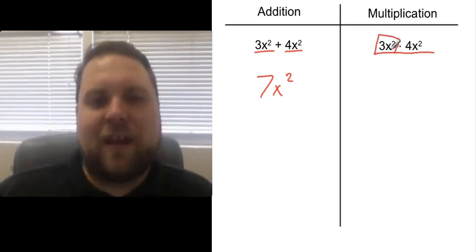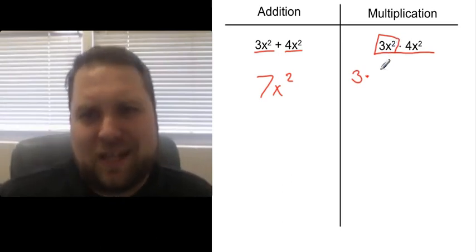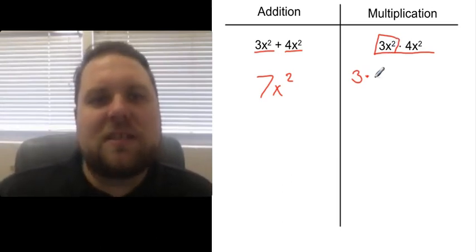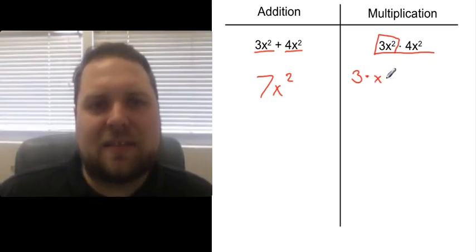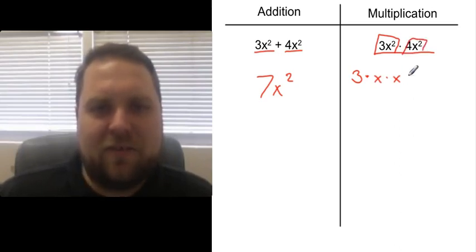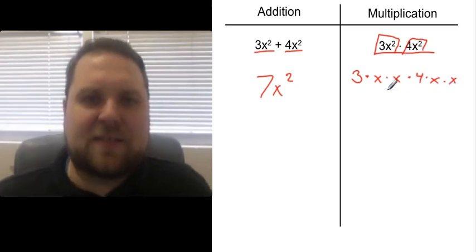And let's rewrite that with no exponents. So it's 3 times, because when these are written together, it just means times, right? So 3 times, and x squared just means x times x. And then I'm multiplying all that by 4x squared: 4 times, and then x squared is x times x.